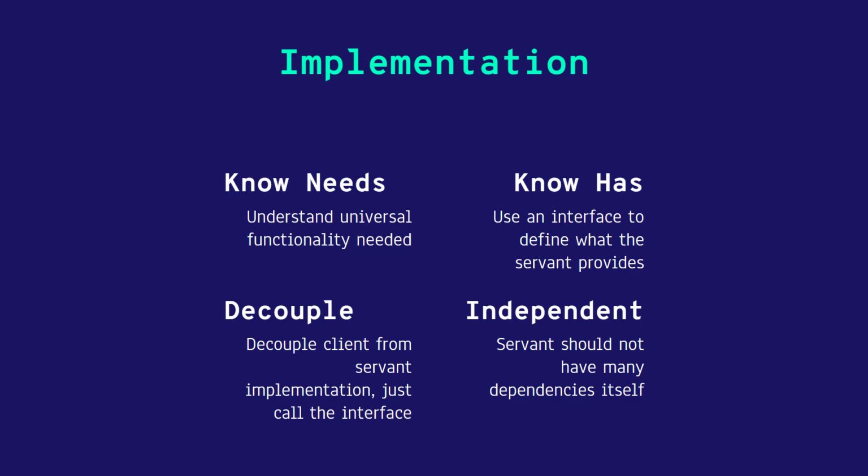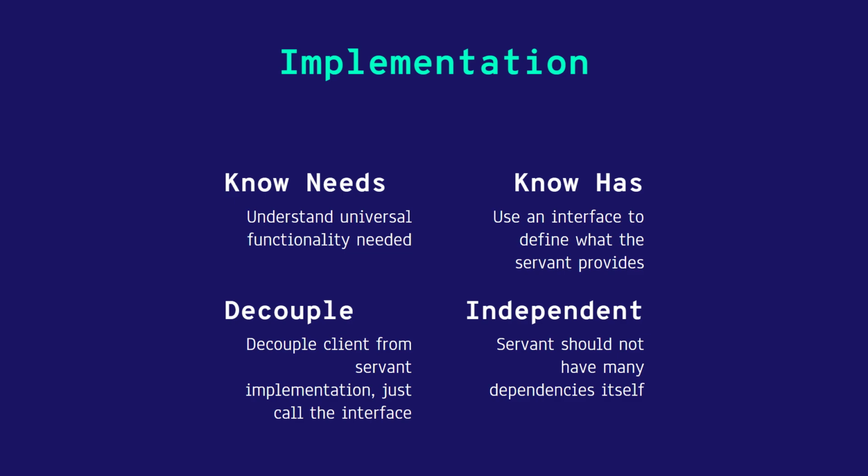So more specific into the implementation, certain key points that we should go over on using this properly. When you use a servant design, first you should know what you need. You should know what is the universal functionality that I want to provide. For the simulation, I want the car and the truck to both be able to drive. Now we should know what this servant entails. So it uses an interface to define what the servant does. We'll see that in action.